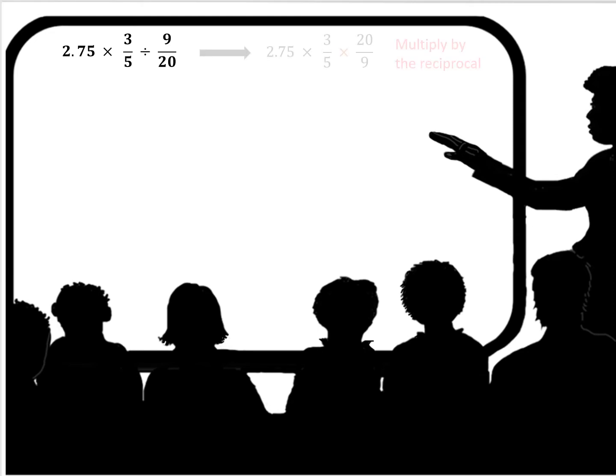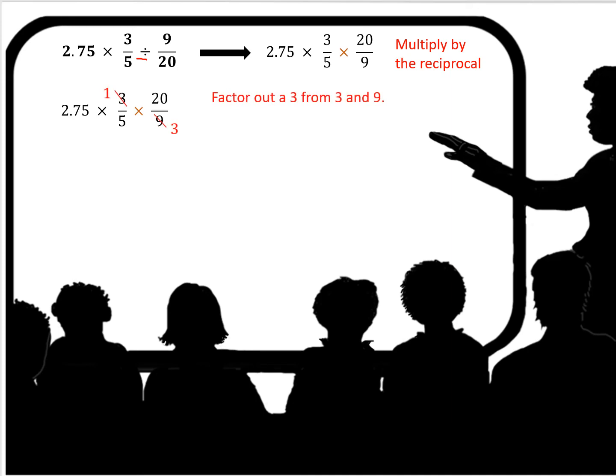Let's look at another problem. 2.75 times 3/5 divided by 9/20. So you remember that when you divide, you're going to multiply by the reciprocal. So let's rewrite this expression. So it's all multiplication. 2.75 times 3/5 times the reciprocal of 9/20, which is 20 over 9.